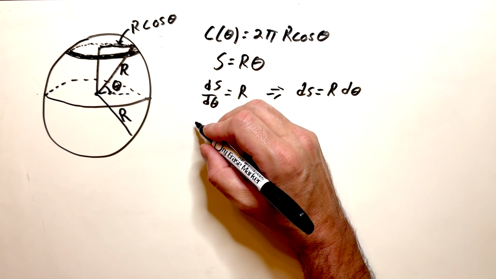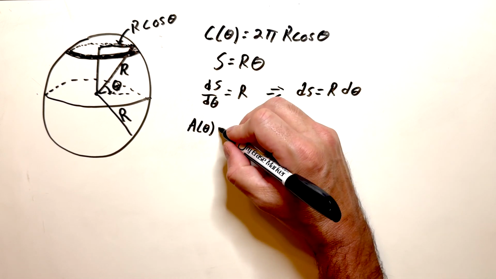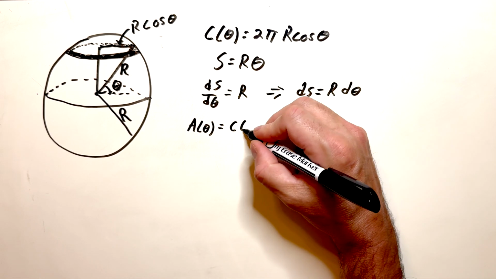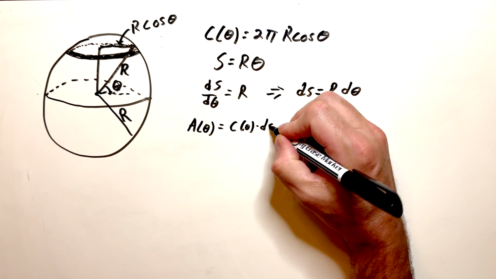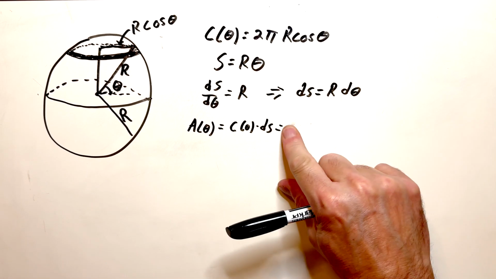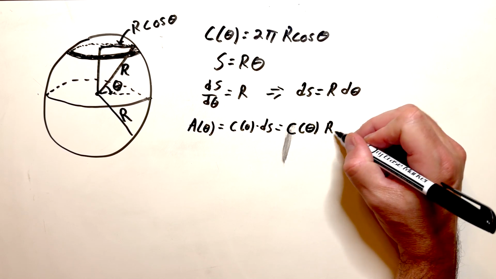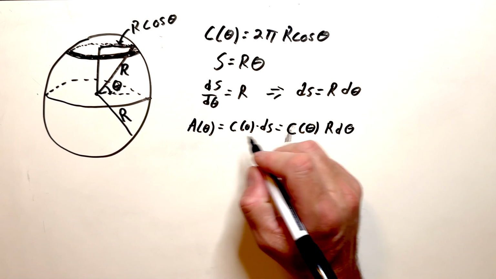So now we're ready to start calculating the area. So the area, as a function of theta, is just going to be equal to the circumference as a function of theta times ds. Well, but I need the ds, so that's c as a function of theta times r d theta. So now I can integrate this.